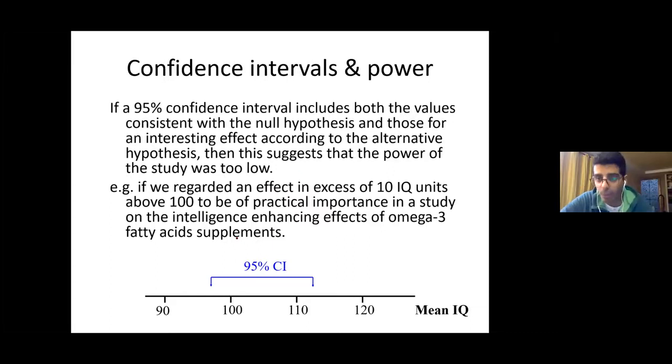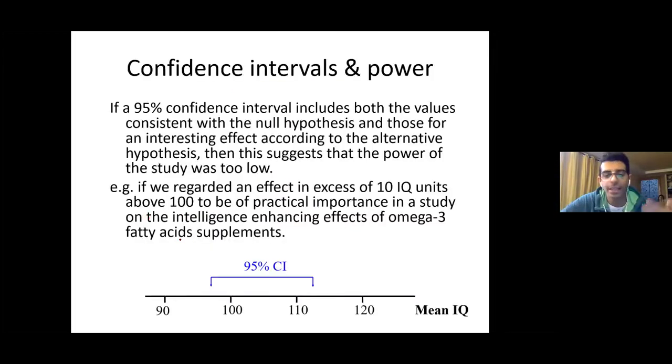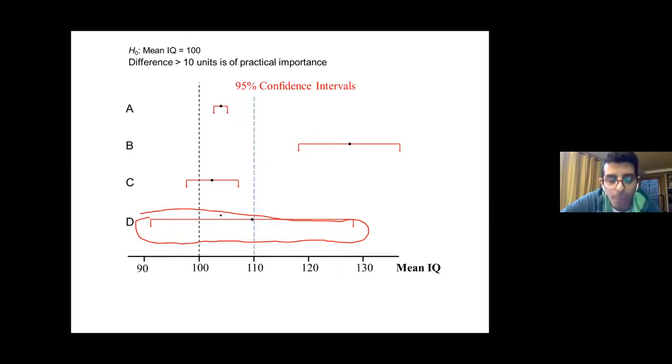And what's the problem with these confidence intervals that cover all of this? Is that their power is low. Now, what is power? We'll talk about it in the next lecture. But basically, the idea is that when you collect more data, you will become narrow, right?